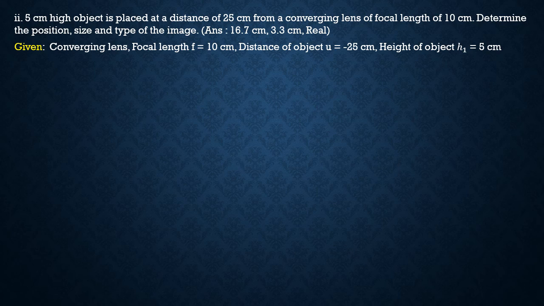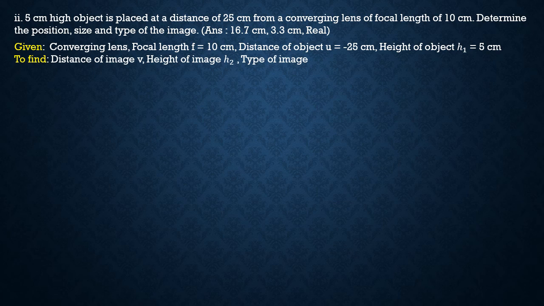So distance of object u equals minus 25 centimeter. I hope you understood why I took here minus, because the object is always kept on the left side of the lens. Next we have the height of the object, h1 equals 5 centimeter. See again sign convention. I'm not taking here plus or minus. Why? Because h1 means height of the object, and the object is always in an erect position, means it is always on the upward side, perpendicular to the principal axis and above the axis, and therefore it is always positive. So h1 equals 5 centimeter.